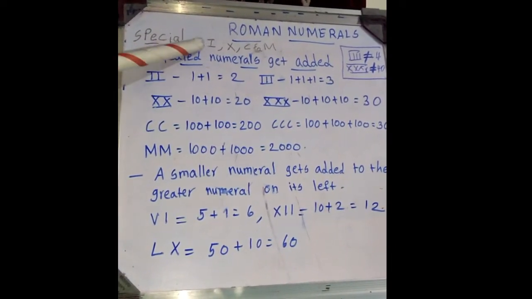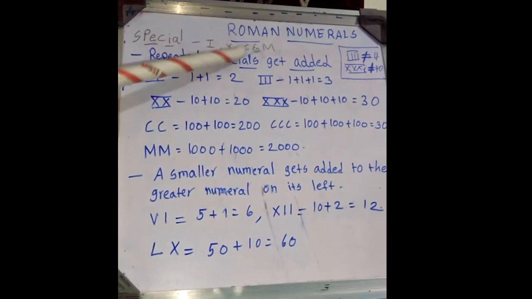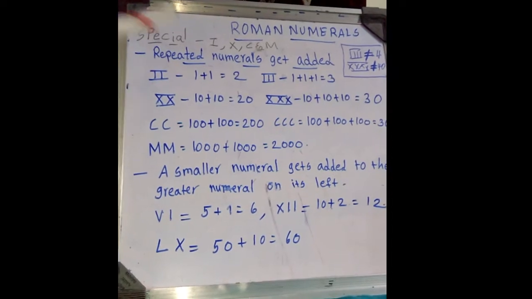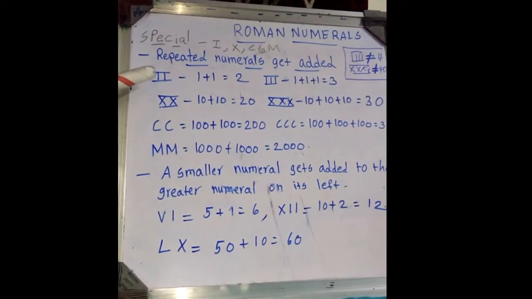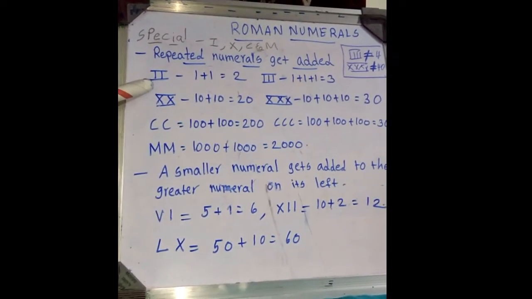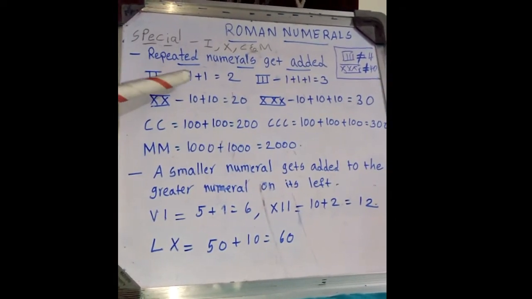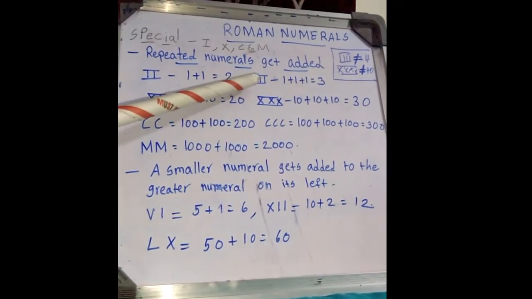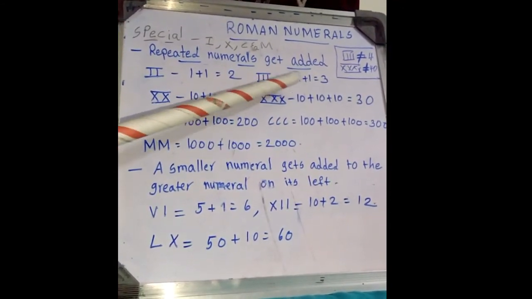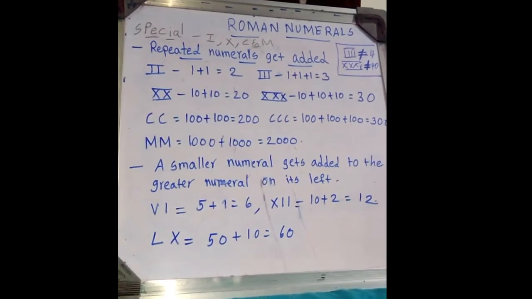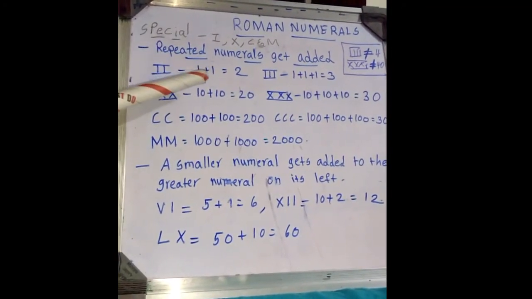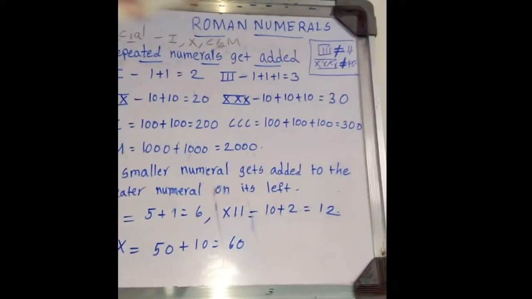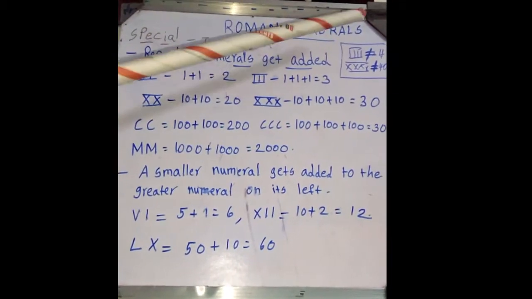So I, X, C and M get added when you write them together. Here I wrote I 2 times, so these get added as 1 plus 1 is equal to 2. Here I wrote it 3 times: 1 plus 1 plus 1 is equal to 3. You can write them together only up to 3 times. Don't write 4 times, that is wrong.